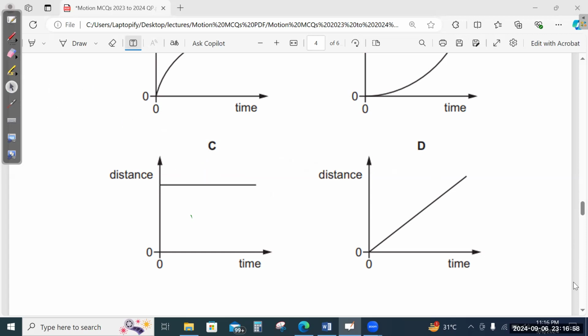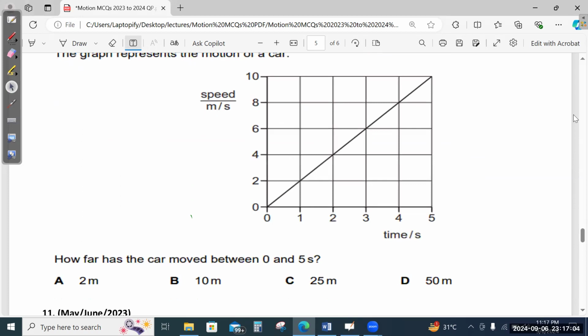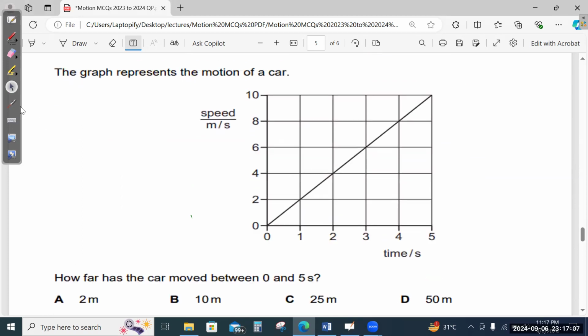Moving towards the next question, question number 10. The graph represents the motion of a car, this is the speed-time graph. It means in 5 seconds the speed of the car increases to reach 10 meters per second. How far? You have to measure the distance traveled by the car in 5 seconds.